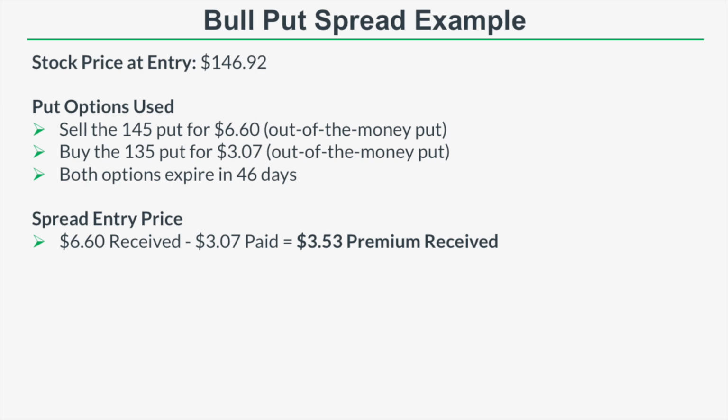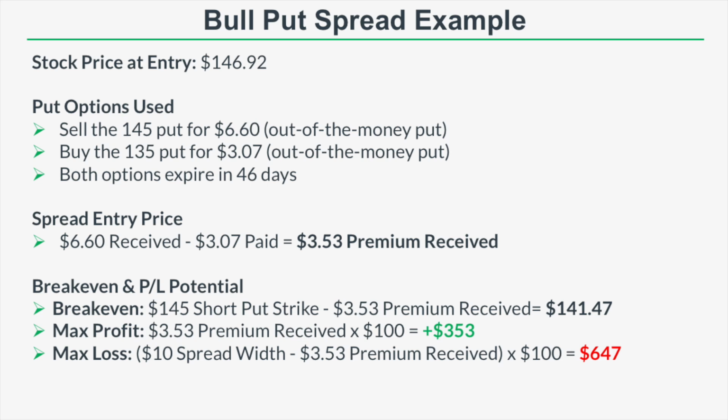In this case, we're receiving $6.66 from selling the 145 put, and we're paying out $3.07 for the 135 put. That means the net premium received for this spread is $3.53. Now the break-even price for this particular put spread position is the short strike price of 145 minus the premium received of $3.53, which comes out to a break-even price of $141.47. So as long as the stock price is above $141.47 through expiration, this strategy will be profitable.